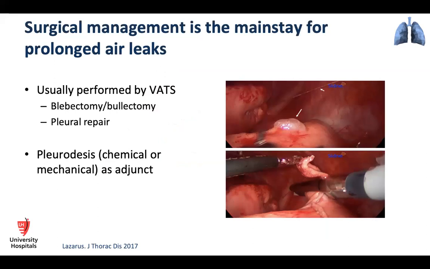Surgical management of leaks, prolonged air leaks, is usually the mainstay, where you perform VATS, identify the defect, and apply a staple across the defect to basically close the defect off and let the lung expand. Another adjunct is pleurodesis, which you can use either mechanical or chemical.